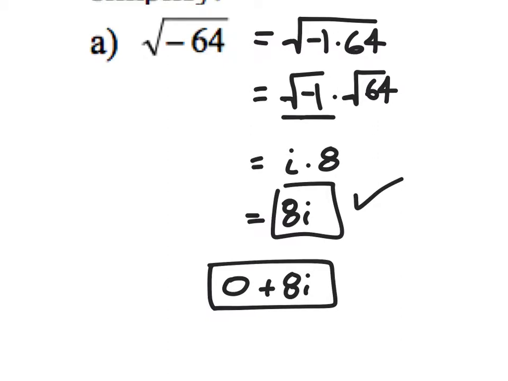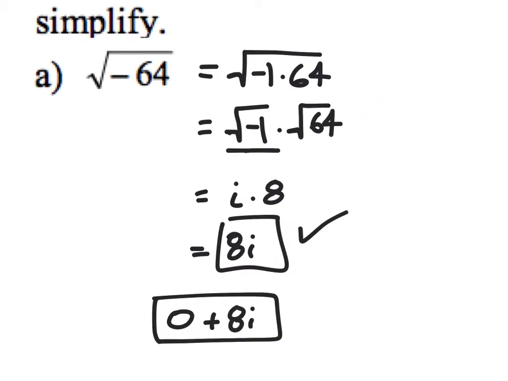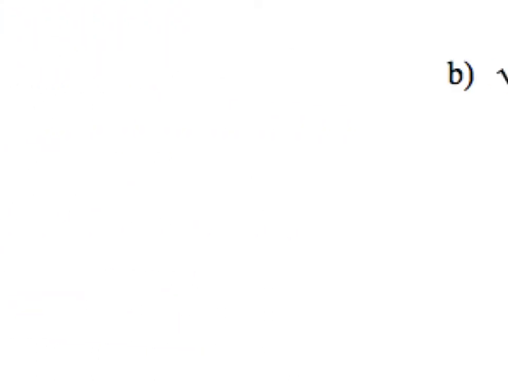The other way to think about it is, if I take the square root of 64, I get 8, and because it's negative, I have to put the i in there. So you don't have to do this every time. Feel free to do that, but you can jump from this step to this step if you understand the concept. Take a look at part B.